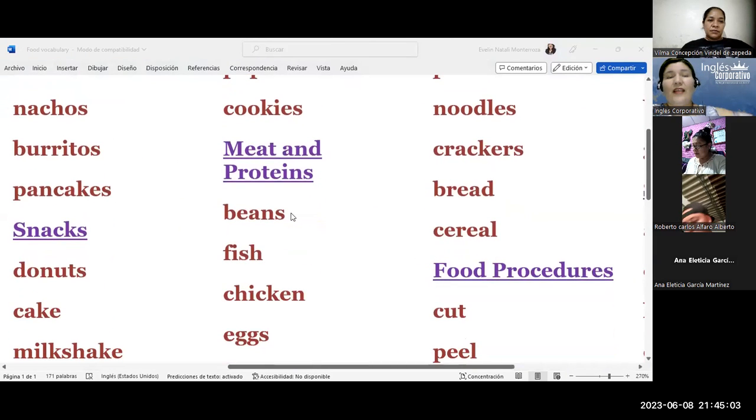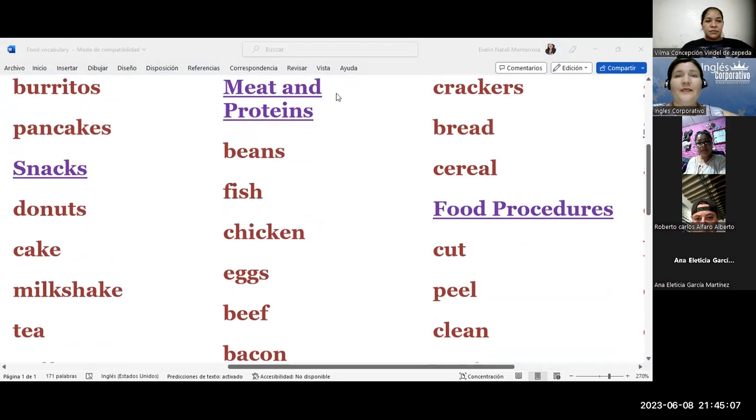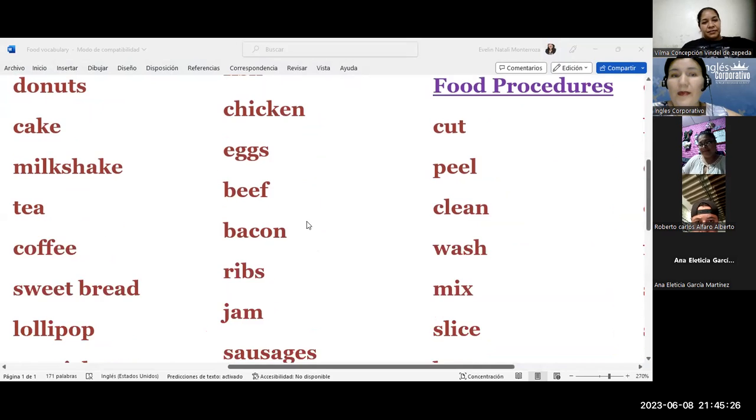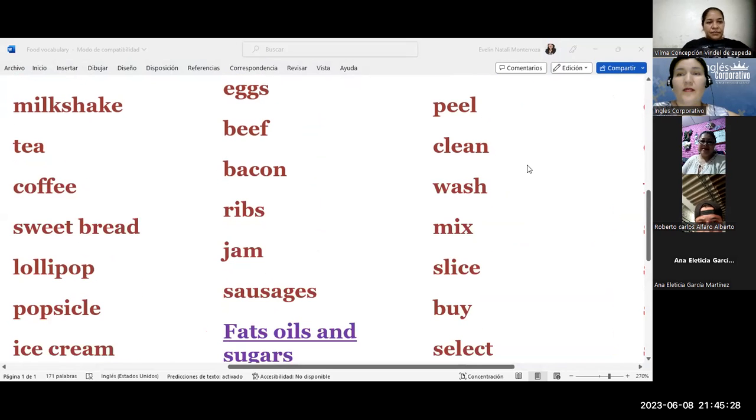The next one that we have here is meat and proteins. Carne y proteínas. In this one, we have the beans. The fish, the chicken, the eggs, the beef. Beef es la carne de res, right? Bacon, tocinito. Bacon. Do you like bacon, people? ¿Te gusta el bacon?